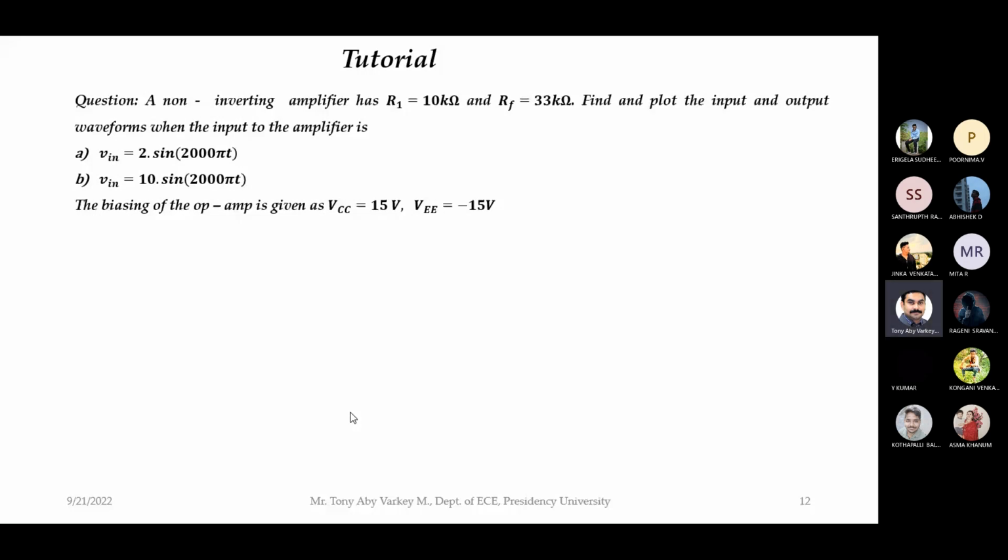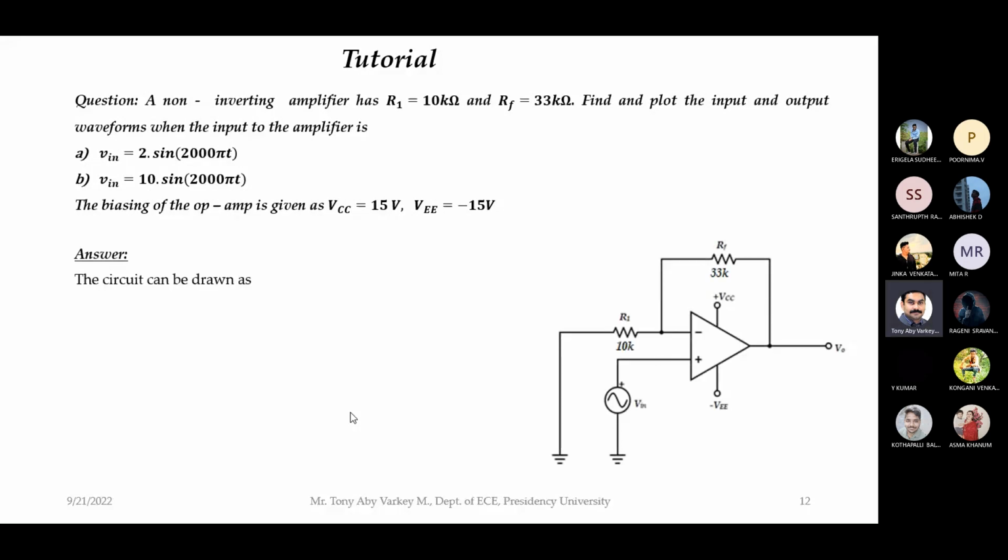Okay. So first we will draw the circuit. So this is the circuit, correct? RF is 33 kilo ohm and R1 is 10 kilo ohm. Okay. So can you tell me what will be the gain of this particular circuit? RF and R1 is given. RF is 33 kilo ohm, R1 is 10 kilo ohm. So what will be the voltage gain? Can you calculate and tell me? What is the formula for voltage gain?